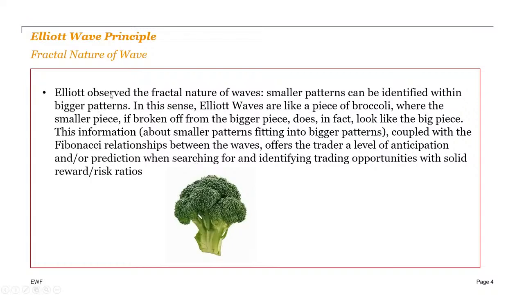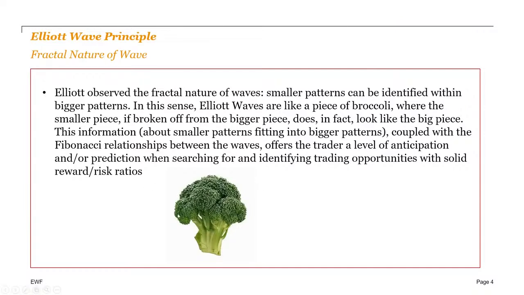Elliott observed the fractal nature of waves. This means smaller patterns can be identified within the bigger patterns. In this sense, Elliott waves are like a piece of broccoli, wherein the smaller piece, if broken off from the bigger piece, does in fact look like the big piece. This information, coupled with the Fibonacci relationship between the waves, offers the trader a level of anticipation and prediction when searching for and identifying trading opportunities with solid reward to risk ratios.